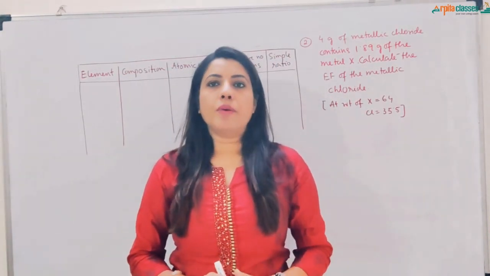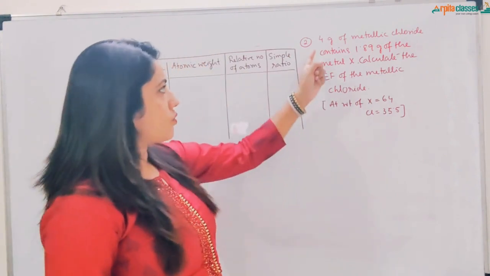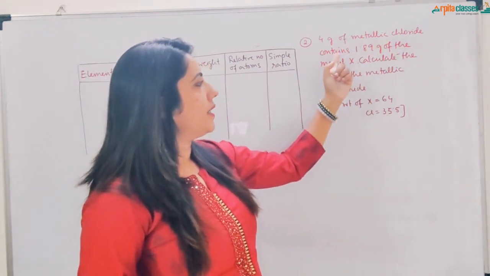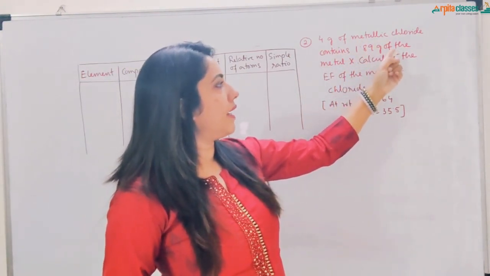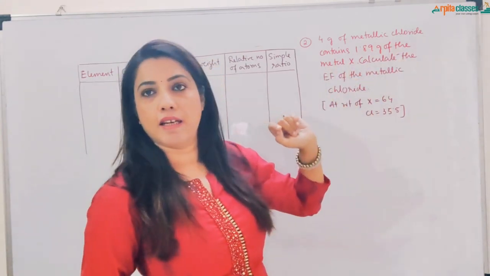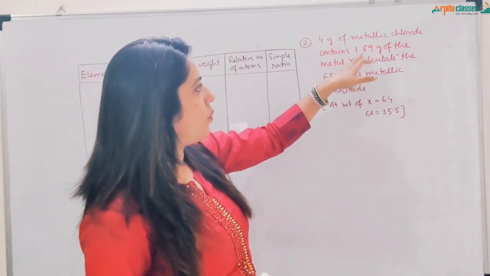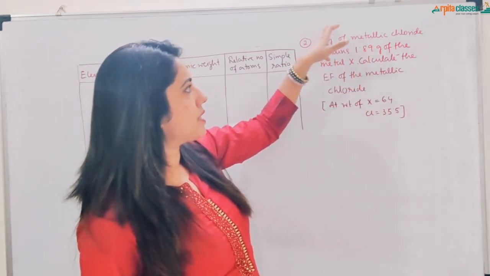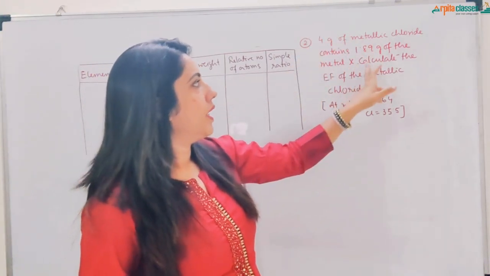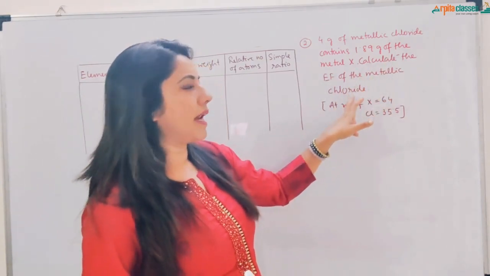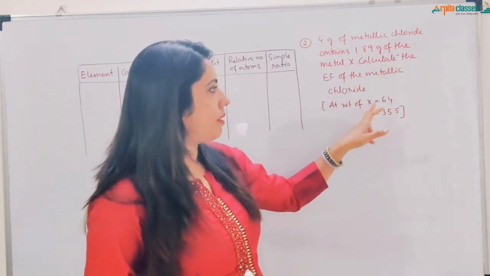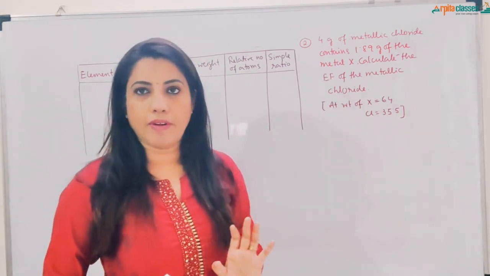Let us start the second question now. The second question is: 4 gram of metallic chloride contains 1.89 gram of the metal X. There is a metallic chloride where metal is 1.89 gram and total sample weighs 4 gram. Calculate the empirical formula of the metallic chloride. Atomic weights of the metal and the chlorine are given to you.